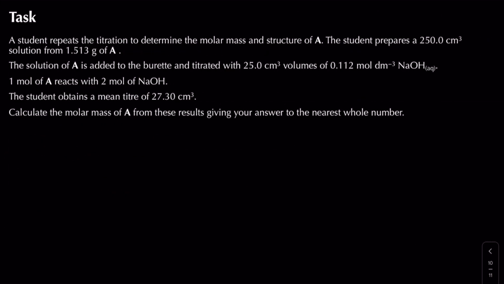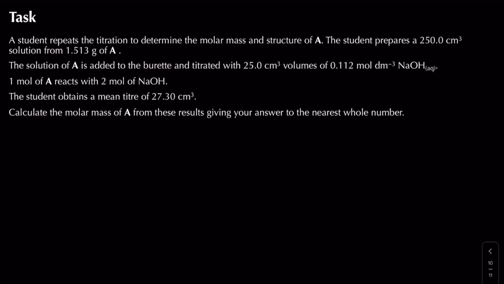Moving on, let's have a look at another question. Again, feel free to pause the video and have a go at the following. In this question we're told a student repeats the titration to determine the molar mass and structure of A. The student prepares 250 centimeters cubed of solution from 1.513 grams of A, and the solution of A is added to the burette and titrated with 25 centimeters cubed volumes of 0.112 mole per decimeter cubed sodium hydroxide. We're told the molar ratio of A with sodium hydroxide, and the student obtains a mean titer value.